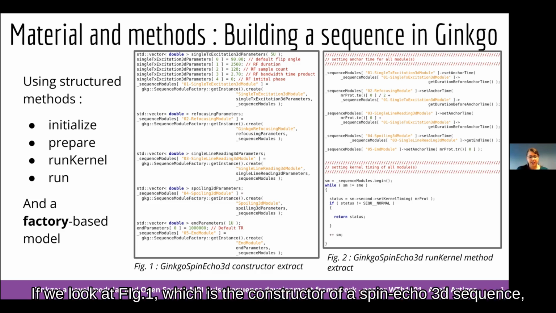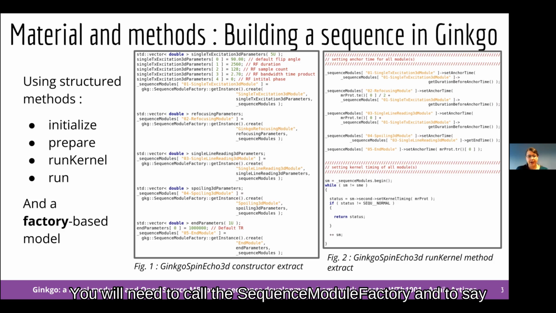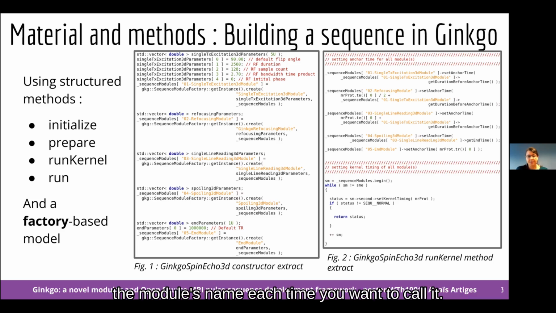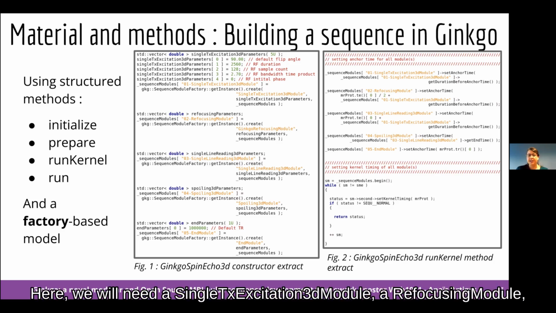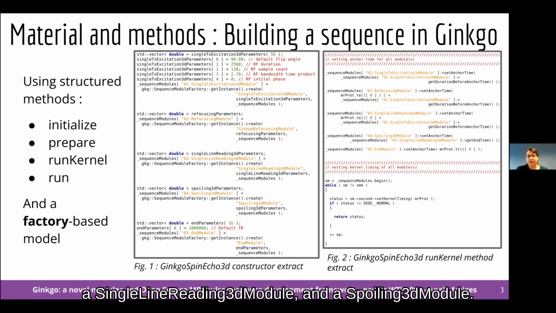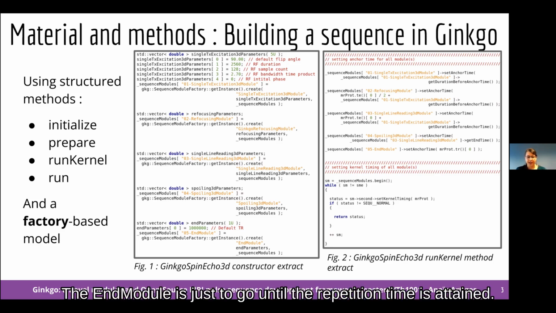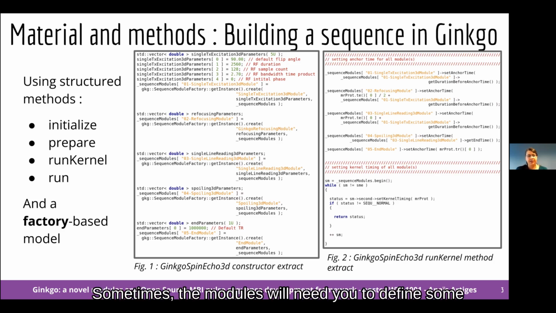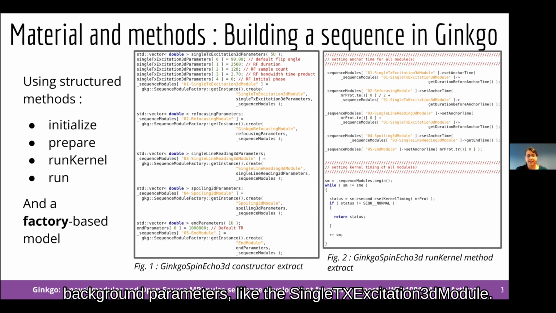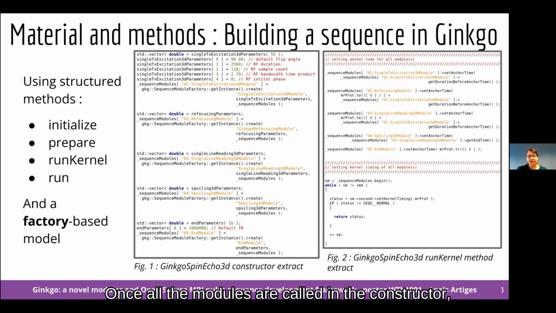If we look at figure 1, which is the constructor of a spin-echo 3D sequence, you will need to call the sequence module factory and to say the module's name each time you want to call a module. Here we will need a single TX excitation 3D module, a Ginkgo refocusing module, a single line reading 3D module, and the spoiling module. The end module is just to go until the repetition time is attained. Sometimes the modules will need you to define some background parameters, like the single TX excitation 3D module. Once all the modules are called in the constructor, you will be able to use them in the other methods.